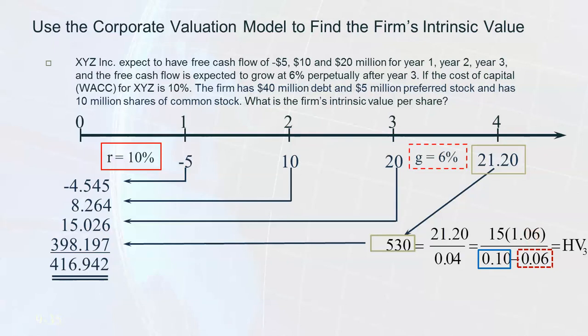Alright, so what's going on here? 5, 10, 20. I think I have a typo here, so let me fix that.